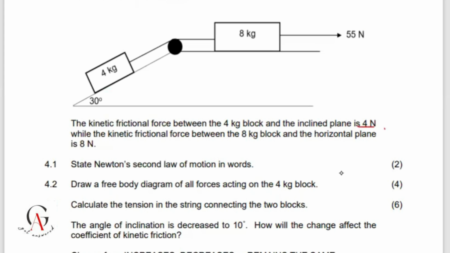While the kinetic friction force between the 8 kg block and the horizontal is 8 newtons. So for the 8 kg, it's 8 newtons. And then for the 4 kg, it's basically 4 newtons.